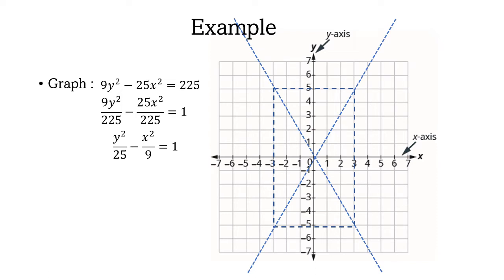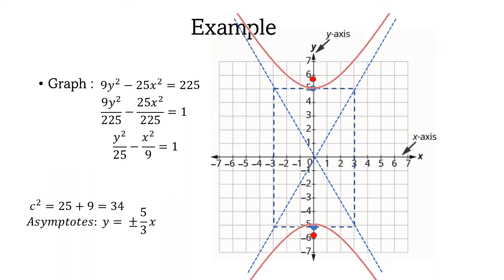Now keep in mind here, because we're starting with y squared, the vertices and the foci are going to be on the y-axis. So the vertices are located at 5 and -5. Now the foci are located at square root of 34 and negative square root of 34. This is the equation of the asymptotes. Now we can draw my hyperbola. We can take out the rectangle.